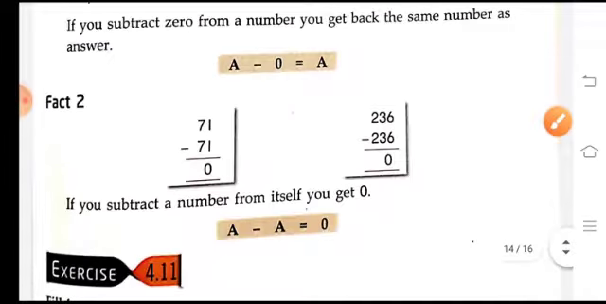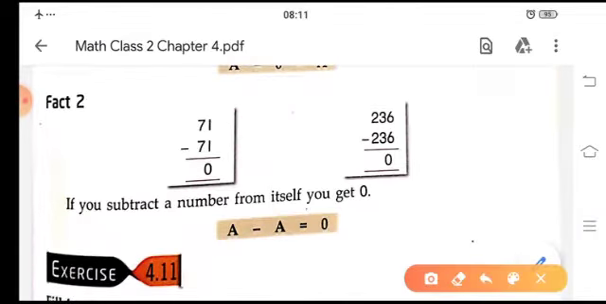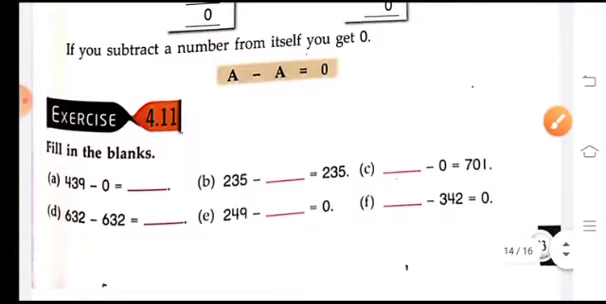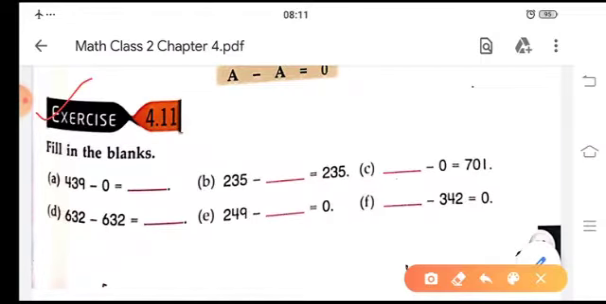Then fact number 2. If any number is subtracted by the same number, then we'll get 0. Like 71 minus 71 will get 0. 1 minus 1, 0, 7 minus 7, 0. So we'll get 0 over here. A minus A, 0. So the same number subtracted by the same number will get 0. Okay. So let's do exercise 4.11. So 439 minus 0, 439. 235 minus 0, 235. Similarly, do other sums.